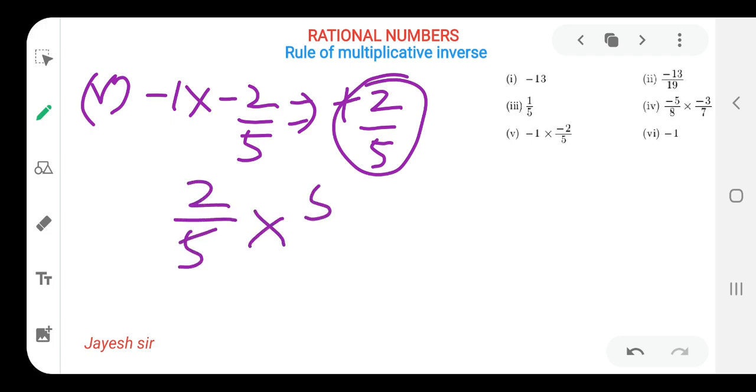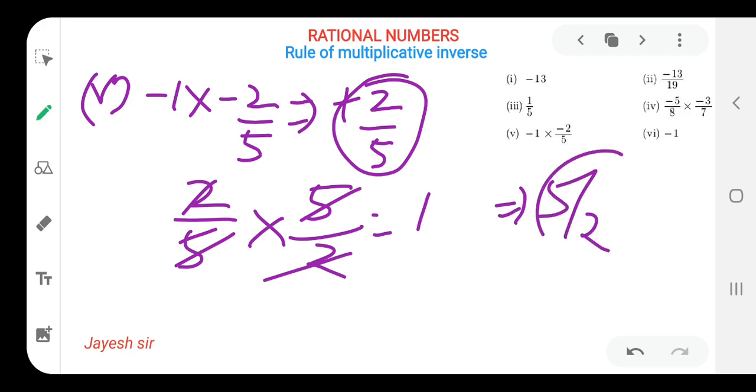The reciprocal of it is 5 by 2. 2 cancels, 5 cancels. So the result is 1. So the multiplicative inverse of this is 5 by 2. Our result is 5 by 2. I hope you all might have understood it, friends.